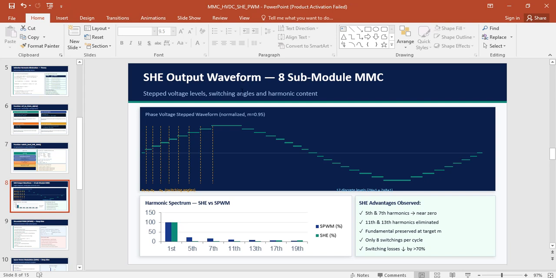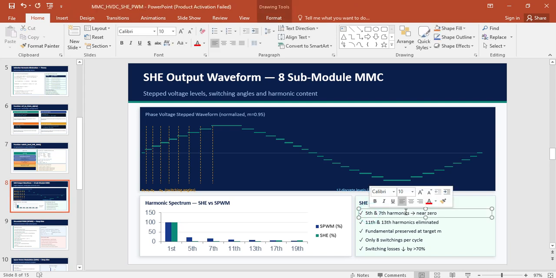We are using the 8 submodules, right? So as per the harmonic spectrum, what we expect is very low lower-frequency harmonics compared to SPWM. As you move up in frequency, the higher order harmonics are very low compared to the SPWM. So these are some advantages of the SHE.